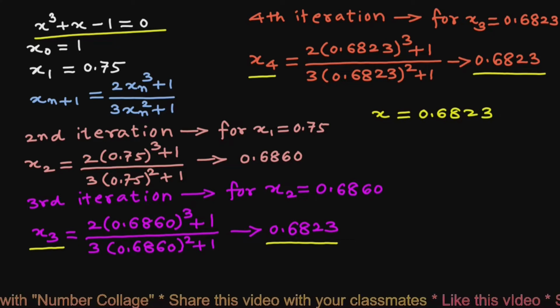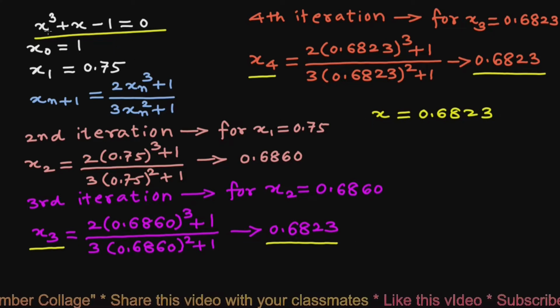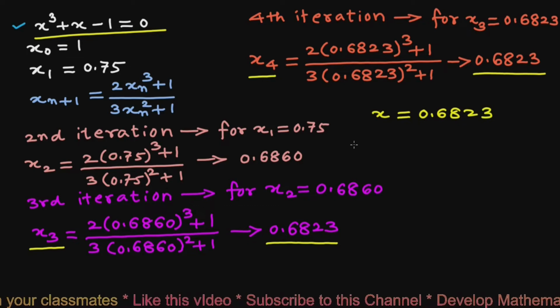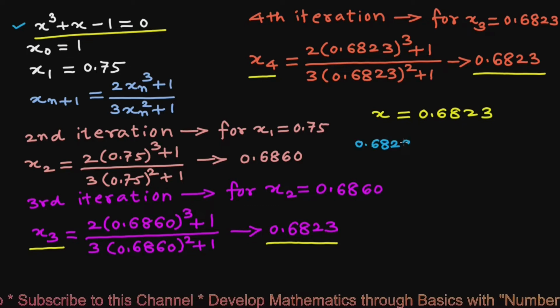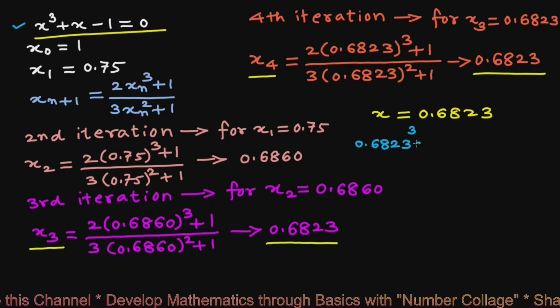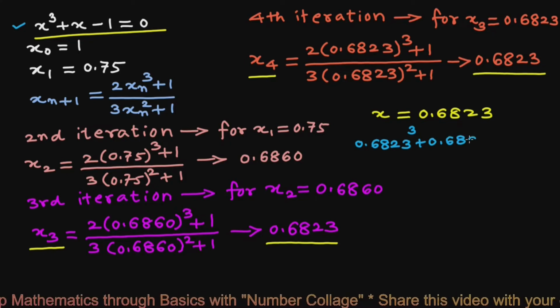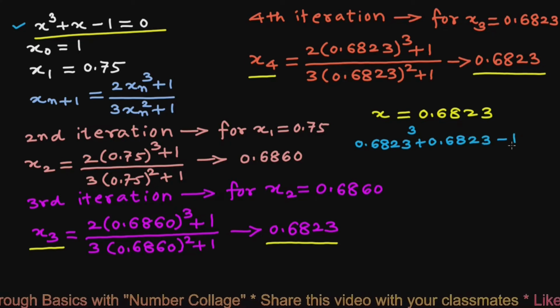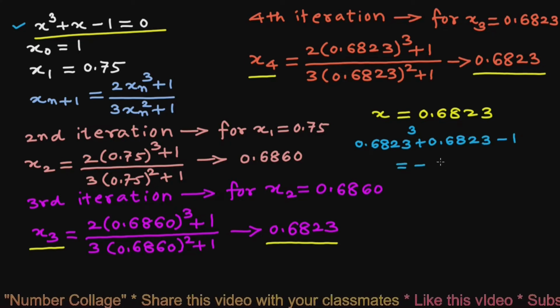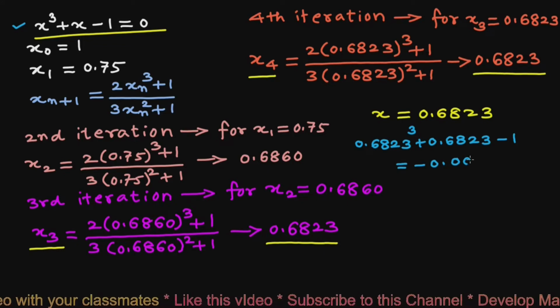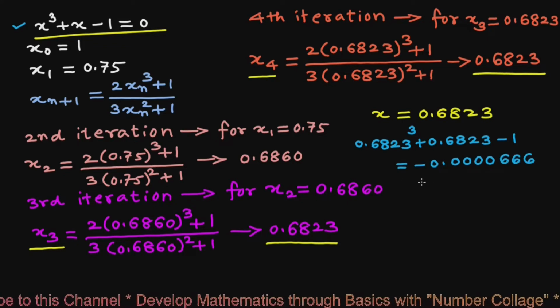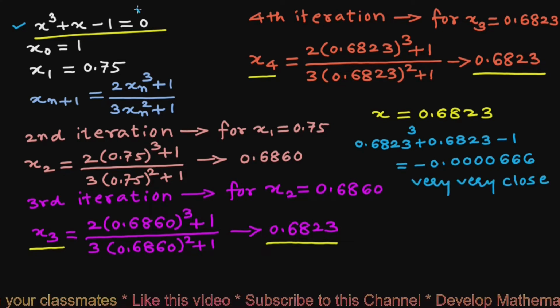0.6823. Substituting value of x here, it will be 0.6823 cube plus 0.6823 minus 1, which works out to minus 0.40666, which is very close to 0.